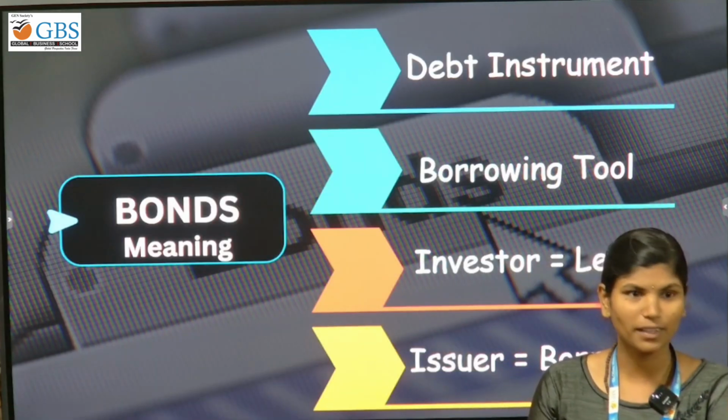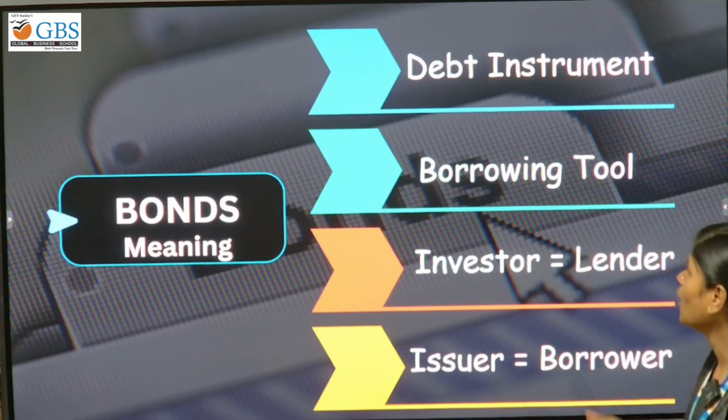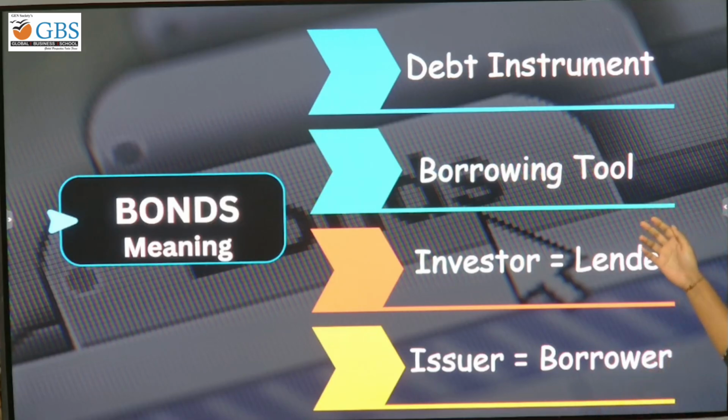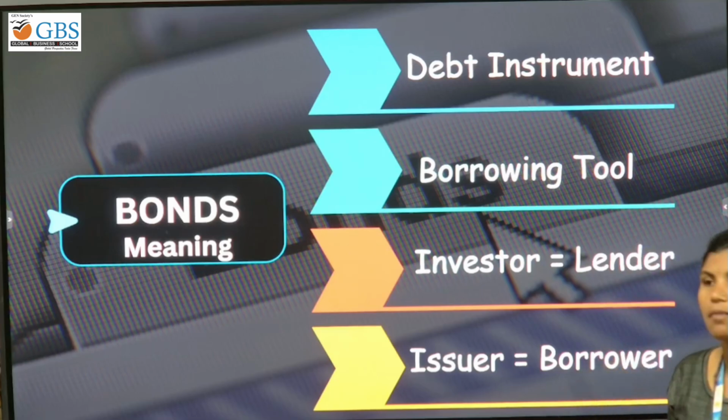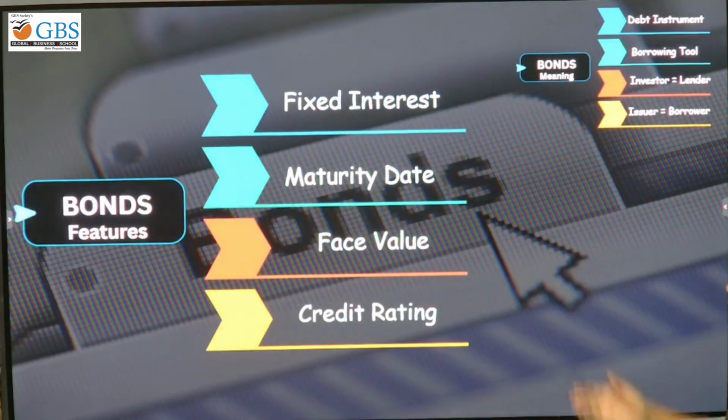I am Chinna Malesanamat. Let's understand what bonds are, the different types of bonds, and the features of bonds. A bond is a debt instrument, also known as a long-term financial instrument, a borrowing tool issued by the government or a company to raise funds from the public. The one who purchases the bond is known as an investor and a lender, and the one who issues the bond is known as an issuer or a borrower. Let's understand the features of bonds.